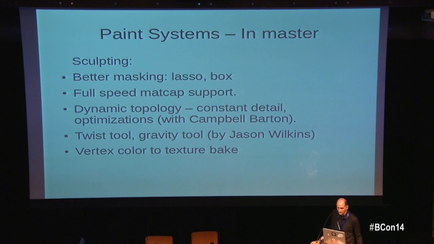The tools that have been made this year for paint systems include better masking, lasso, and box masking. We have full-speed matcaps as opposed to earlier versions of Blender. We have done a number of optimizations on the speed of sculpting with Campbell Barton, who must be somewhere around here. And we've improved the twist tool. We've also added the gravity tool, which was developed by Jason Wilkins. And we've added vertex color baking to textures.